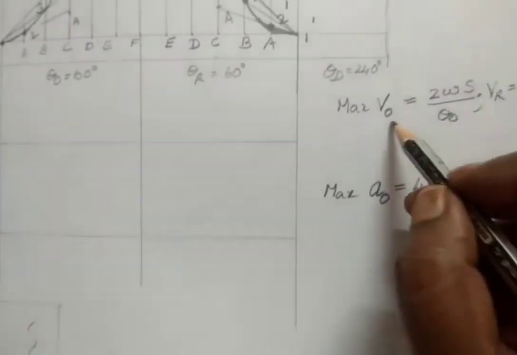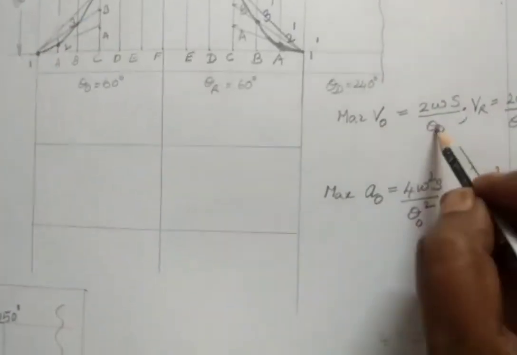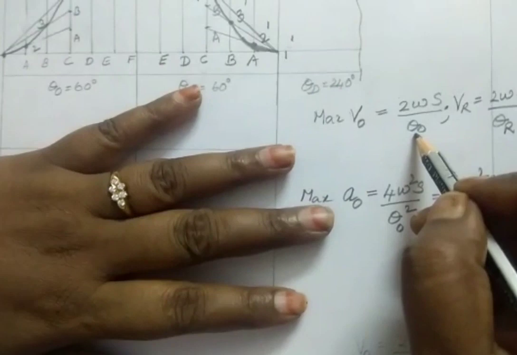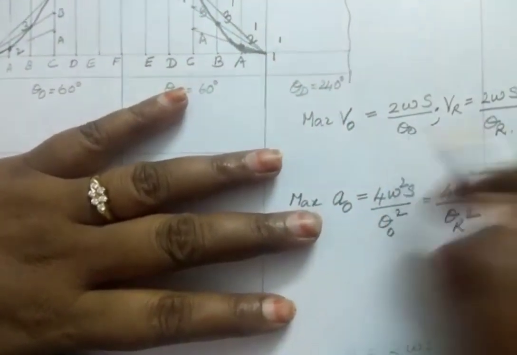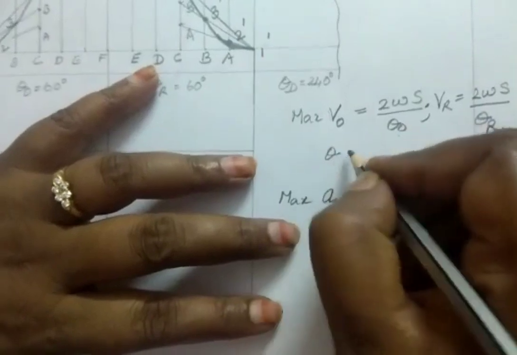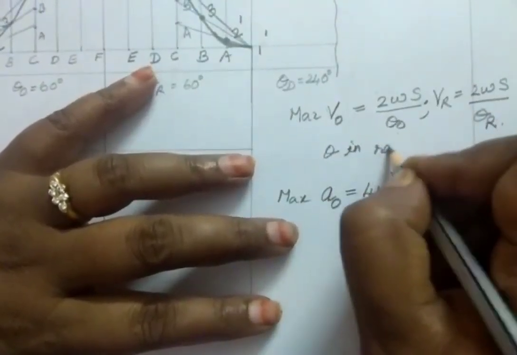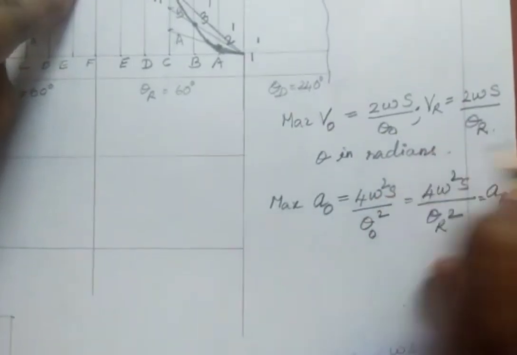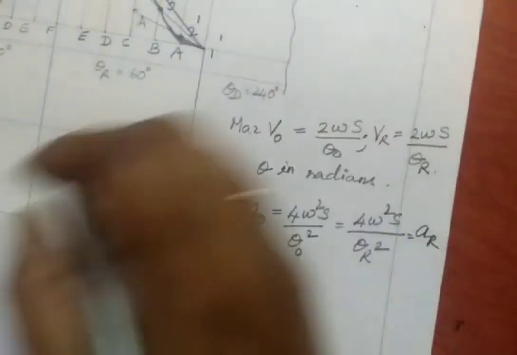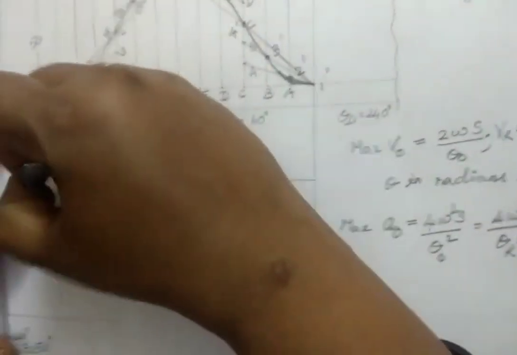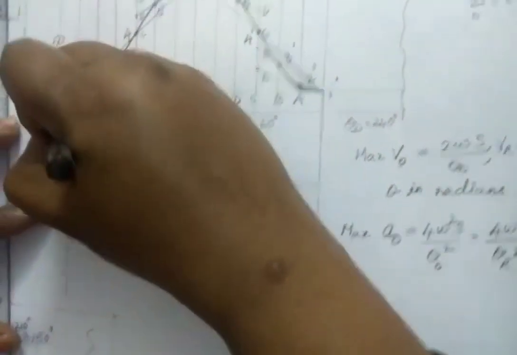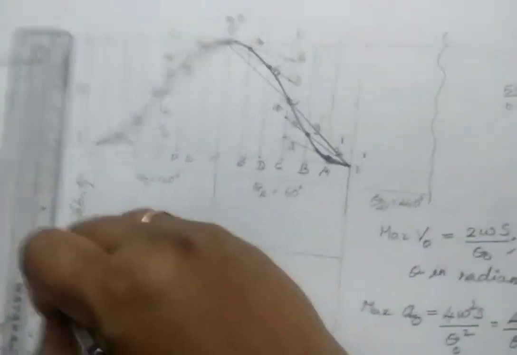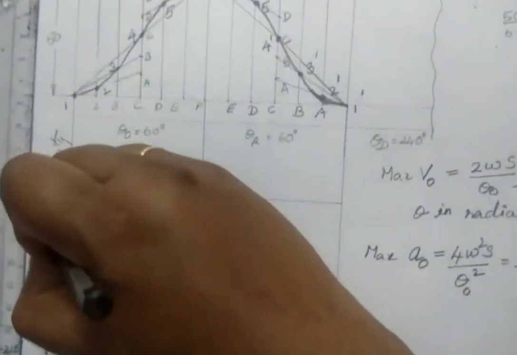So you have to calculate the outward velocity and return velocity with the help of this theta value. Here the theta value you have to give in radians, not in degrees. So theta in radians. By applying these angles, you will get some value in meters per second. So take some suitable scale. Here the velocity you have to give in the y direction, as well as the acceleration in the y direction. For the maximum, you have to take a scale of 1 centimeter equals some value.